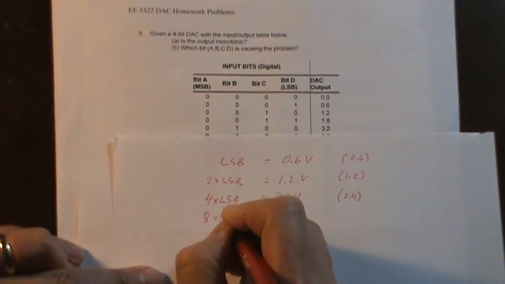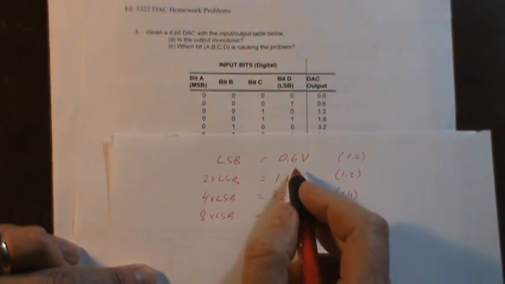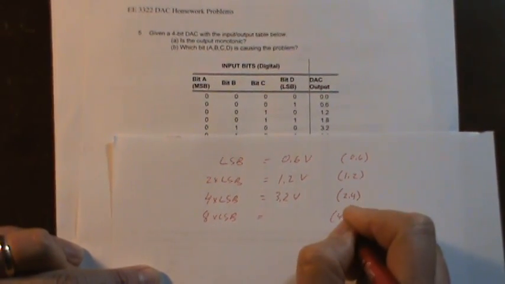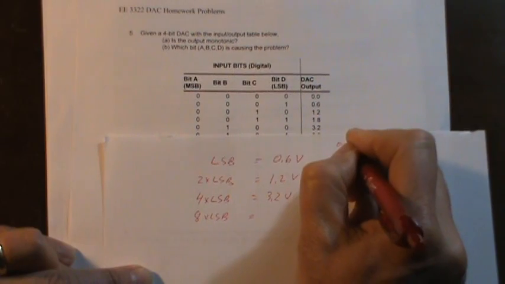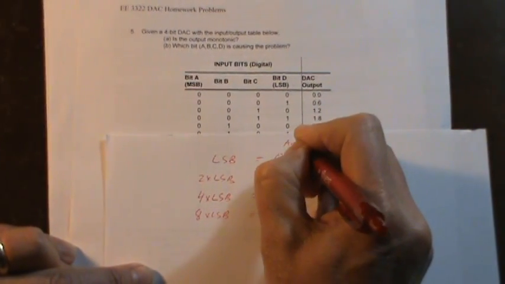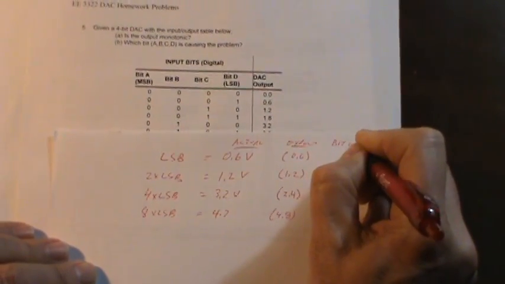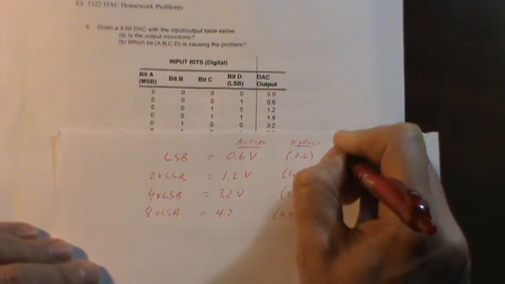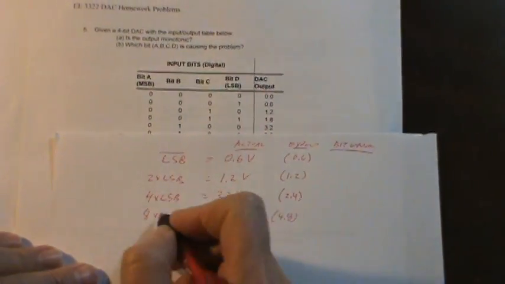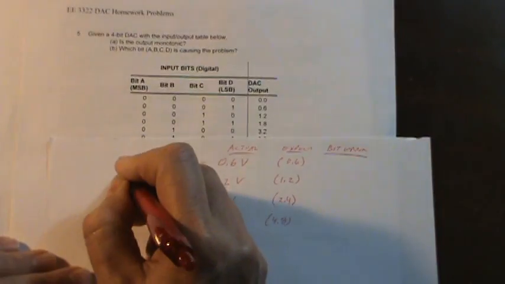I get up to 8 times LSB, and I'm expecting 8 times that, which would be 4.8. So expected versus actual, and it is 4.7. So if I look at what my bit error, or maybe, whatever, we'll call it bit error. In other words, if I flip on that bit, and that's my LSB, that's my twice LSB, that's my 4 times LSB, whatever we're going to name these, A, B, C, D in this case.